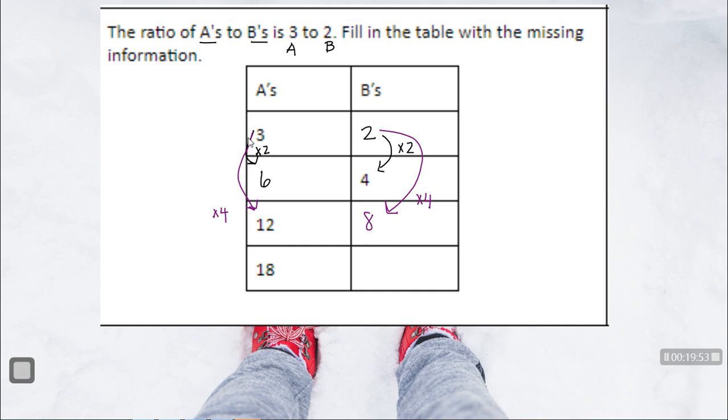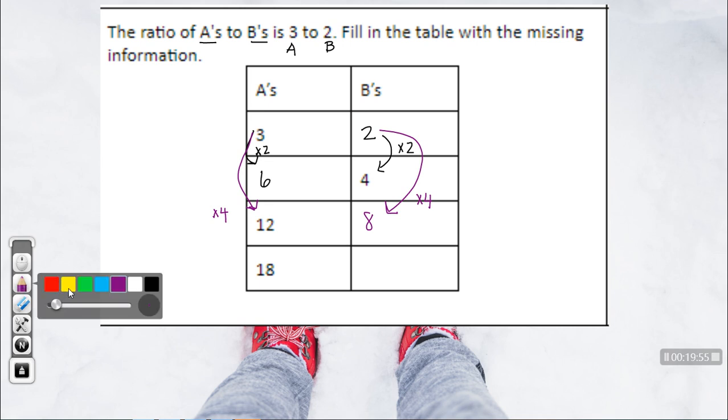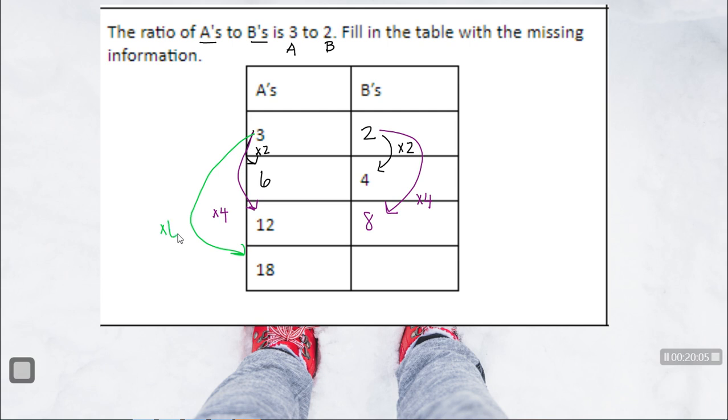All right, and then let's look at how in the world could I get from 3, this is going to be a big arrow, 3 to 18? 3 times 6 would get me to 18. So then 2 times 6 is 12. And now we have filled in our missing values. Now the important thing is I would always go back to that original. Notice how I went back to that original ratio every single time.